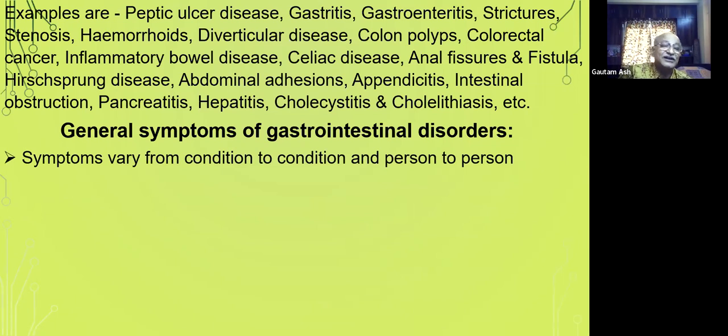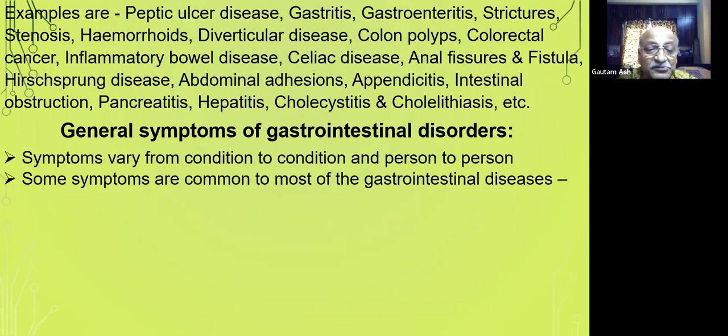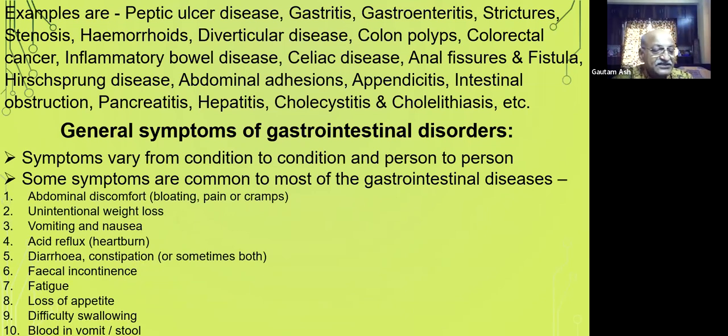Symptoms vary from condition to condition and person to person. Some symptoms are common to most gastrointestinal diseases. What are they? The list is already given, like abdominal discomfort. It could be in the form of bloating or accumulation of excessive gas, as I have taken the example of lycopodium. Then pain inside the abdomen due to so many causes. Cramps, which is another condition. So all are different. Bloating, pain, cramps, all are different situations. But ultimately we are getting discomfort in the abdomen, which could be severe, moderate, or minimal. Based on that, the treatment will be given, or it could be acute or chronic.